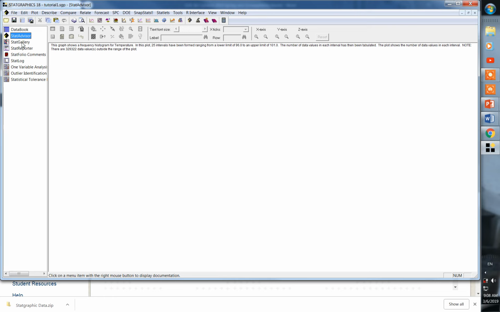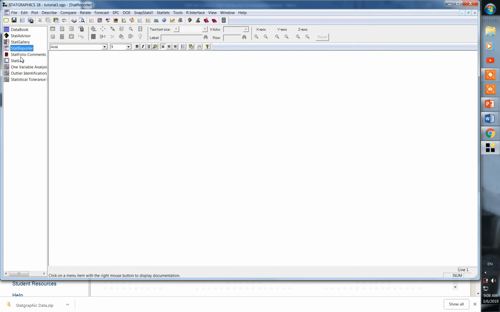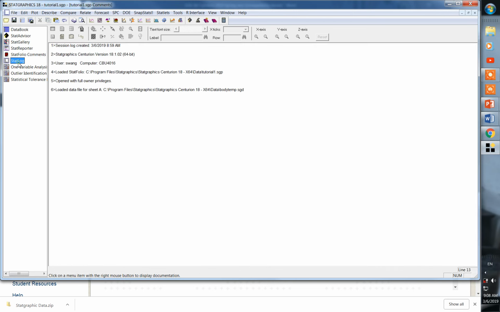This is the advisor, and then gallery, nothing; report, nothing; portfolio, comment, nothing; log, and then it will tell you exactly how the data came. You see that since I logged the data from tutorial 1, all the steps have been recorded by the computer. You can also do it by load. When you do the portfolio, it will find the analysis results as well as the data file. SGD means the data file, and this data file is also located in the directory of files, Statgraphics, then data and body temperature. So they do the statistics of body temperature.